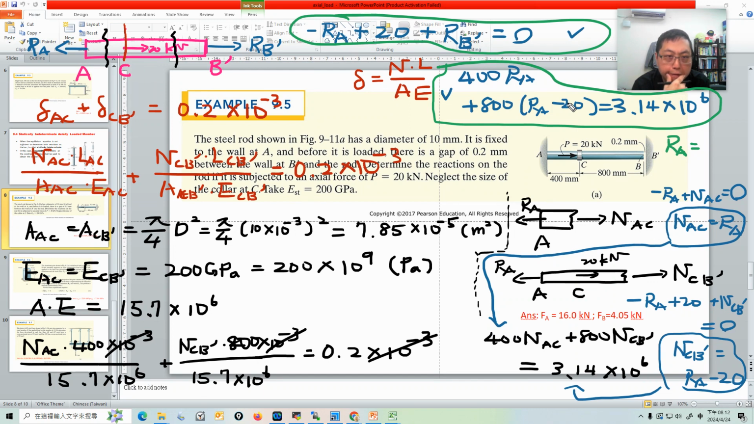Ah, I see. RA times RA is kilonewton. So I think the problem is the kilonewton. It should be no problem. 0.23. Oh, I think, okay, 333. Yeah, I think the problem is the kilonewton issue.